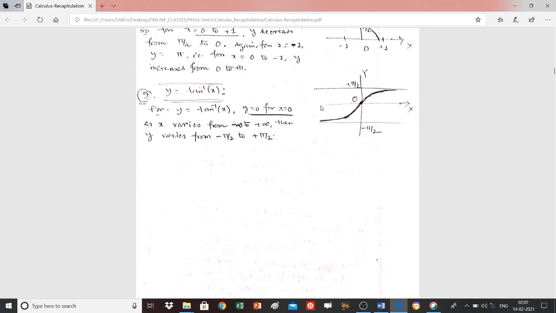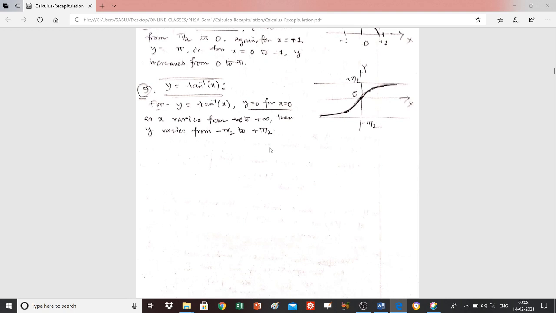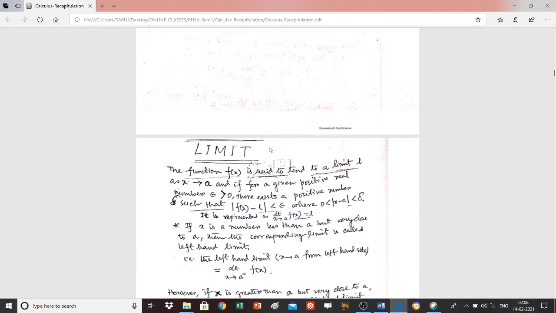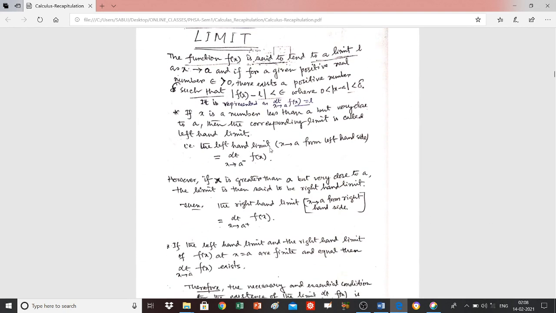Now the graph y is equal to tan inverse x can be drawn in a similar way, and this is the graph of y is equal to tan inverse x. Now come to our next topic, that is limits.